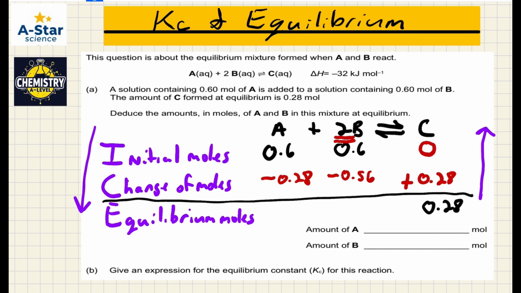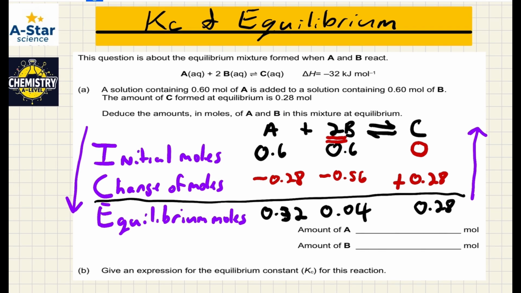0.6 minus 0.28 is 0.32, and 0.6 minus 0.56 is 0.04. So this is a nice way of working out equilibrium reactions and the changes of moles by using what we call an ICE table.